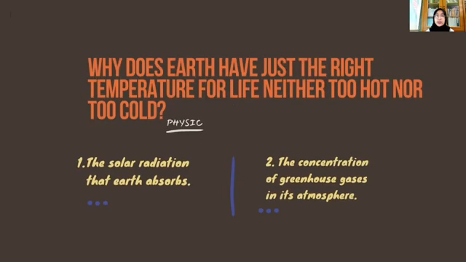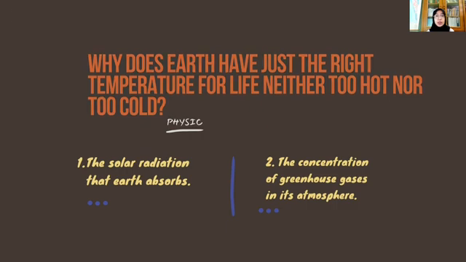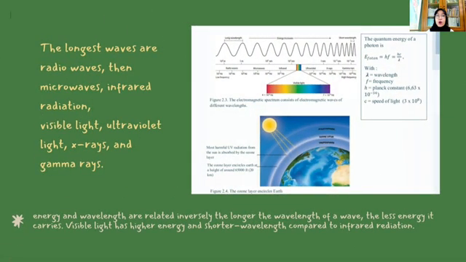Let's get started. Why does Earth have just the right temperature for life, neither too hot nor too cold? Two major factors work together to determine average global temperature. The first one is the solar radiation that Earth absorbs, and the second one is the concentration of greenhouse gases in its atmosphere. The Sun emits solar radiation, which is energy in the form of electromagnetic waves. It moves outward from the Sun in all directions, like a light bulb. Earth intercepts a tiny part of it.